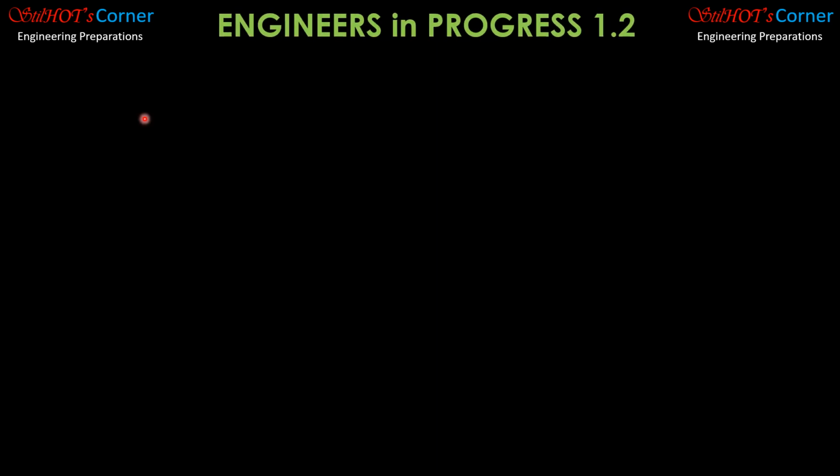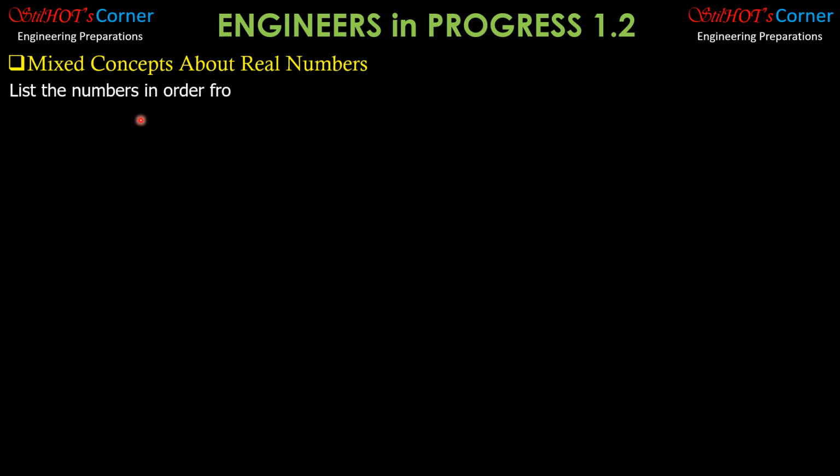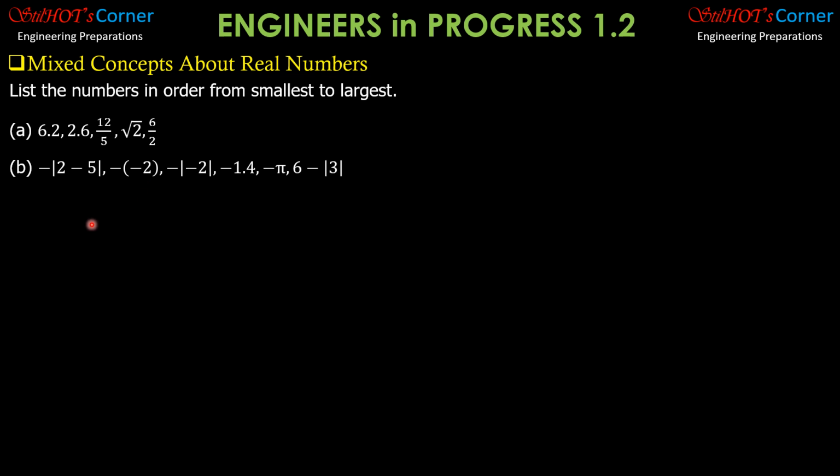So, Engineers in Progress 1.2, still on properties of real numbers. List the numbers in order from smallest to largest, and also for your part C and part D. For part A, let us first write the numbers in the same order so that we can have an idea which number should be written first from smallest to largest.